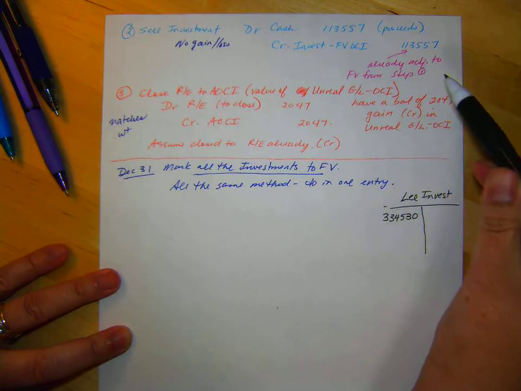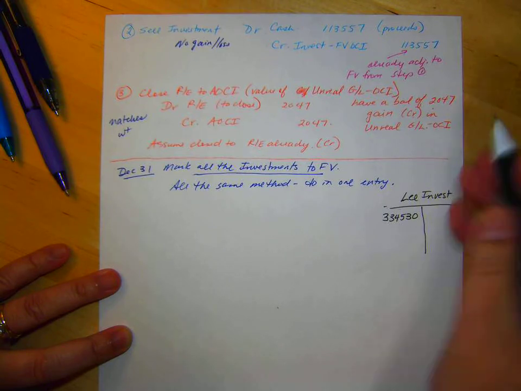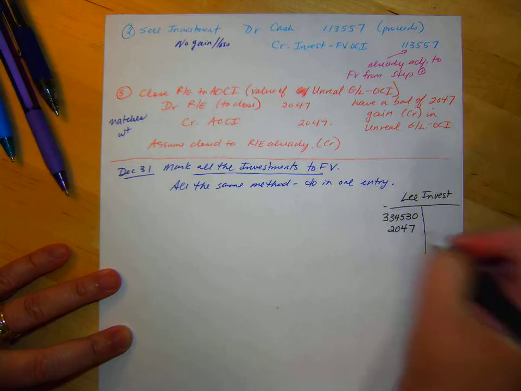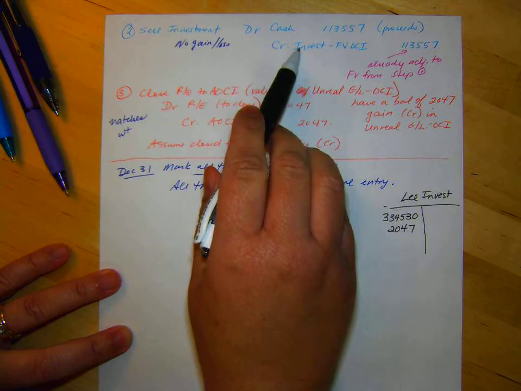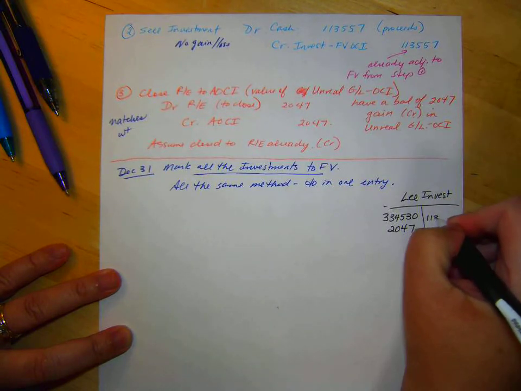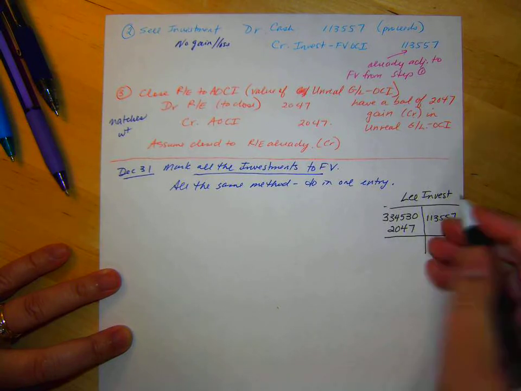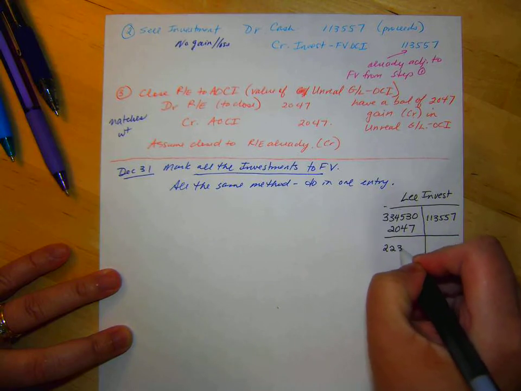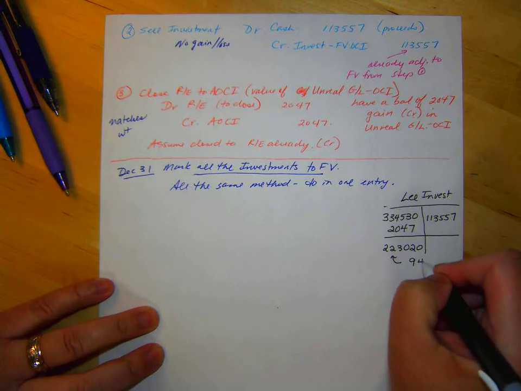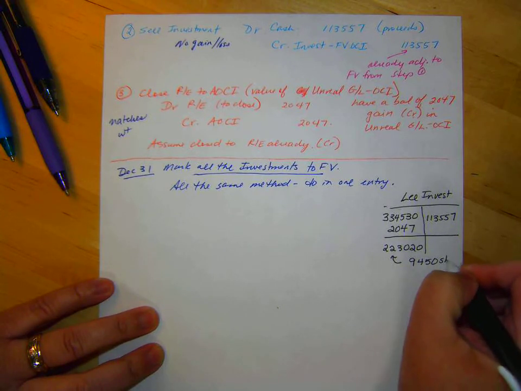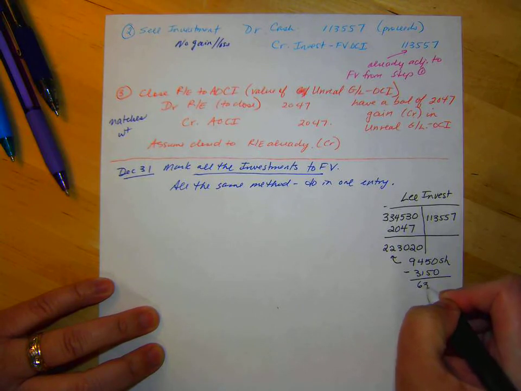We increased it by 2047 in step 1 up here on the last page, and then we decreased it by 113557. Its balance is 223020, and that was 909,450 shares. We took away 3150. That gives us 6,300 shares left.